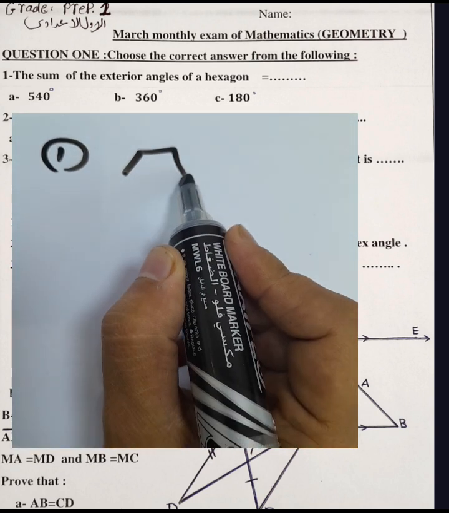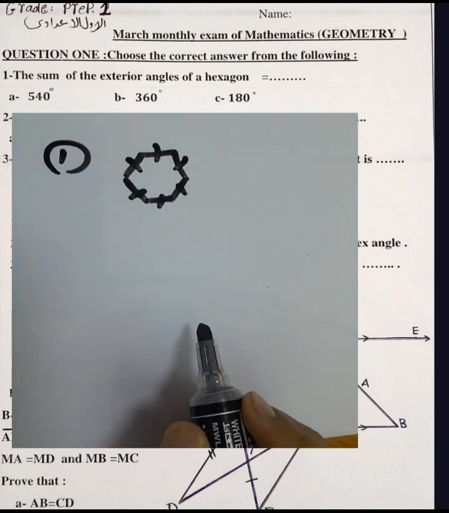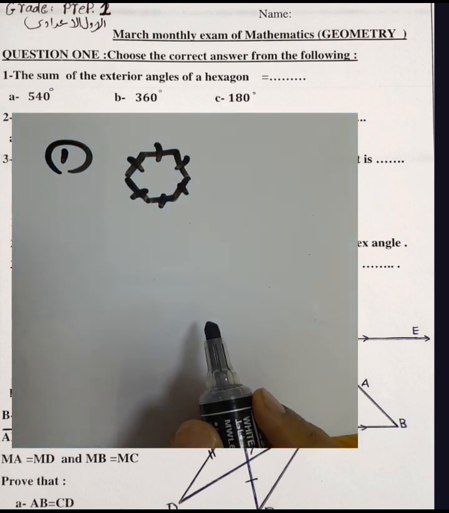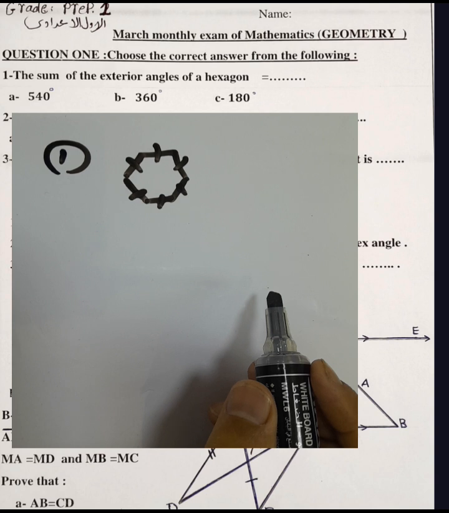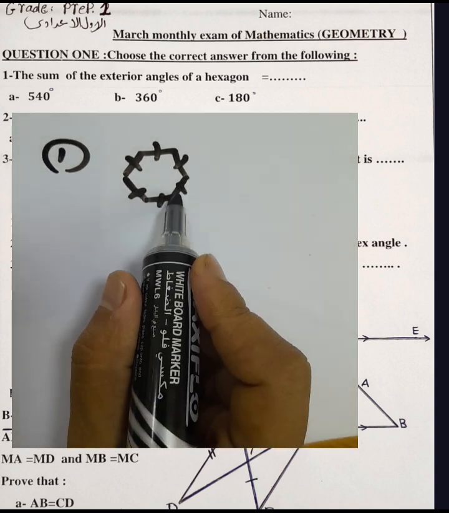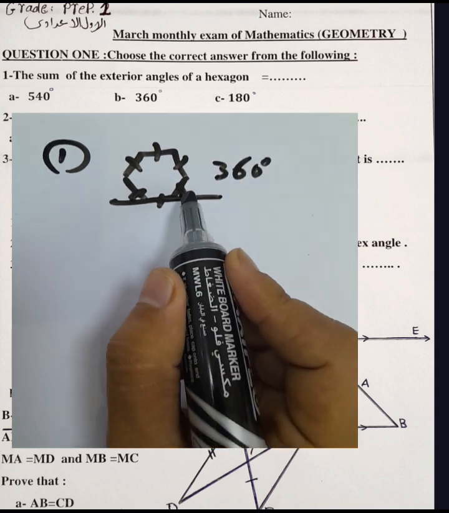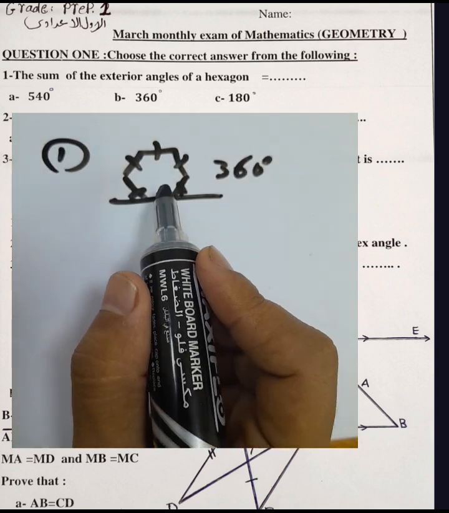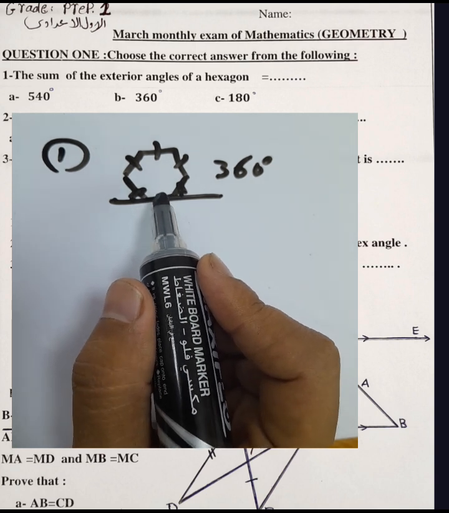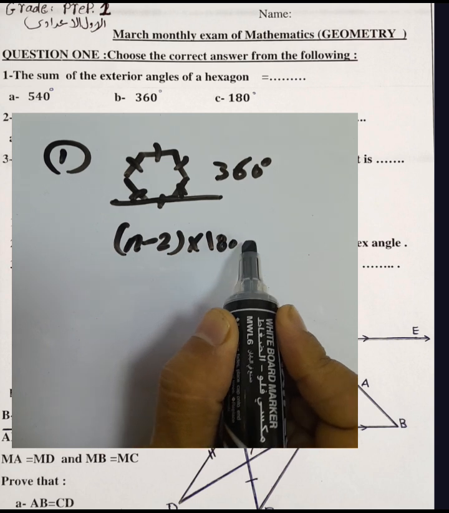Hexagon means a polygon which has 6 sides, equal in length or not equal in length. If this hexagon is regular, then the sum of exterior angles will be 360. But if you want to find the sum of interior angles in this hexagon, you must write the rule: n minus 2, multiplied by 180.